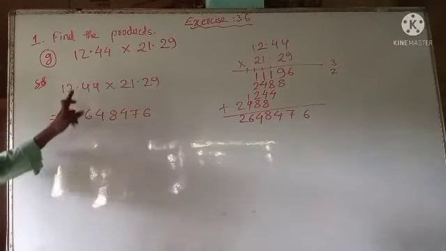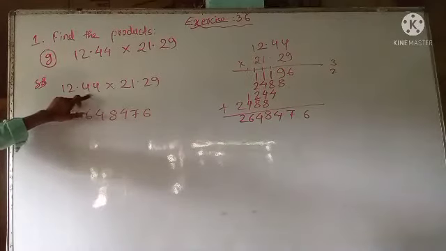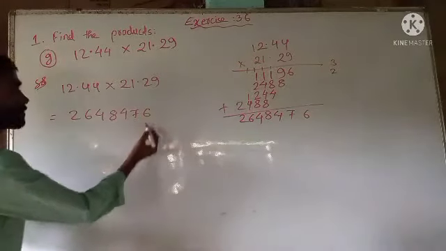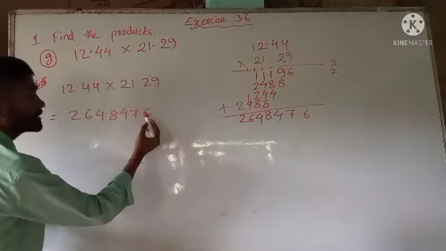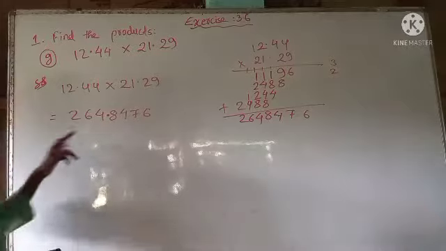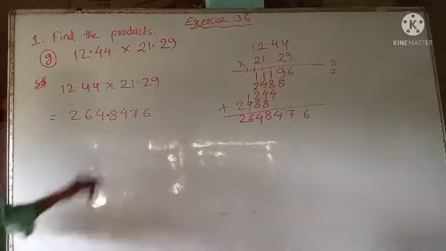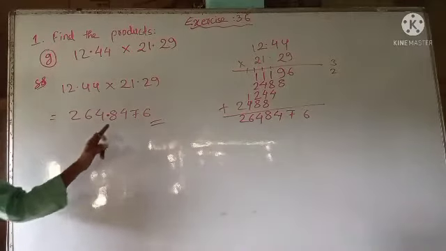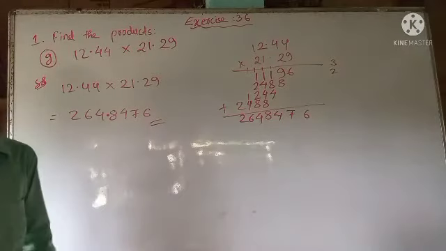Now after the decimal point we can see here it is 2 digits and here also 2 digits, so total 4 digits. So from the right hand side we'll count 4 digits, 1, 2, 3, 4, and we'll put the decimal point here between 4 and 8. So this is our required answer, that is 264.8476.